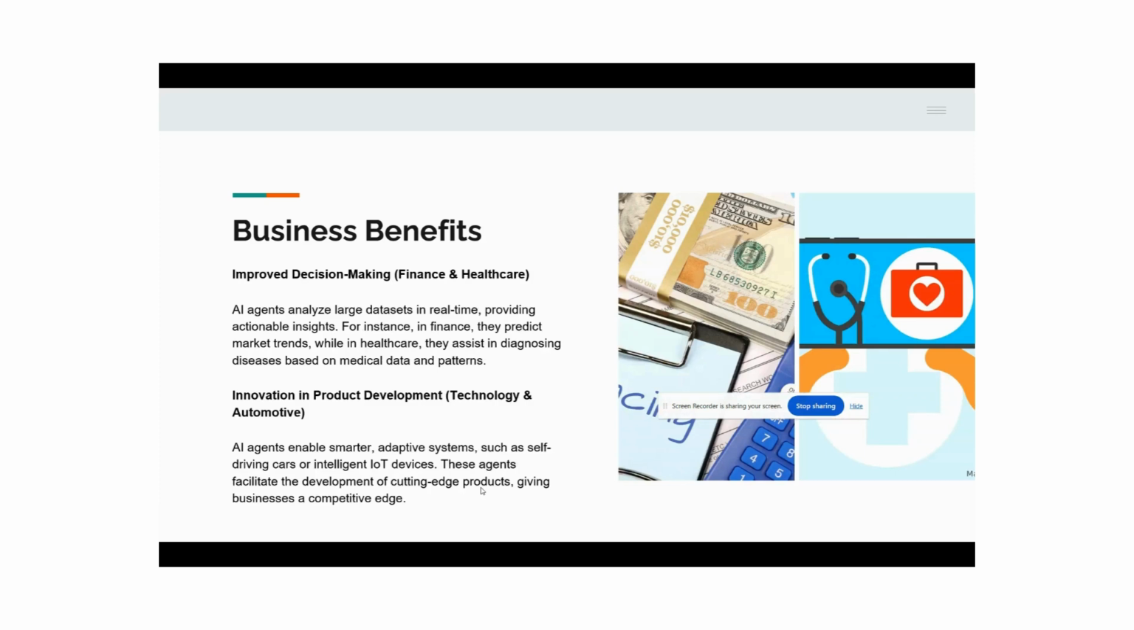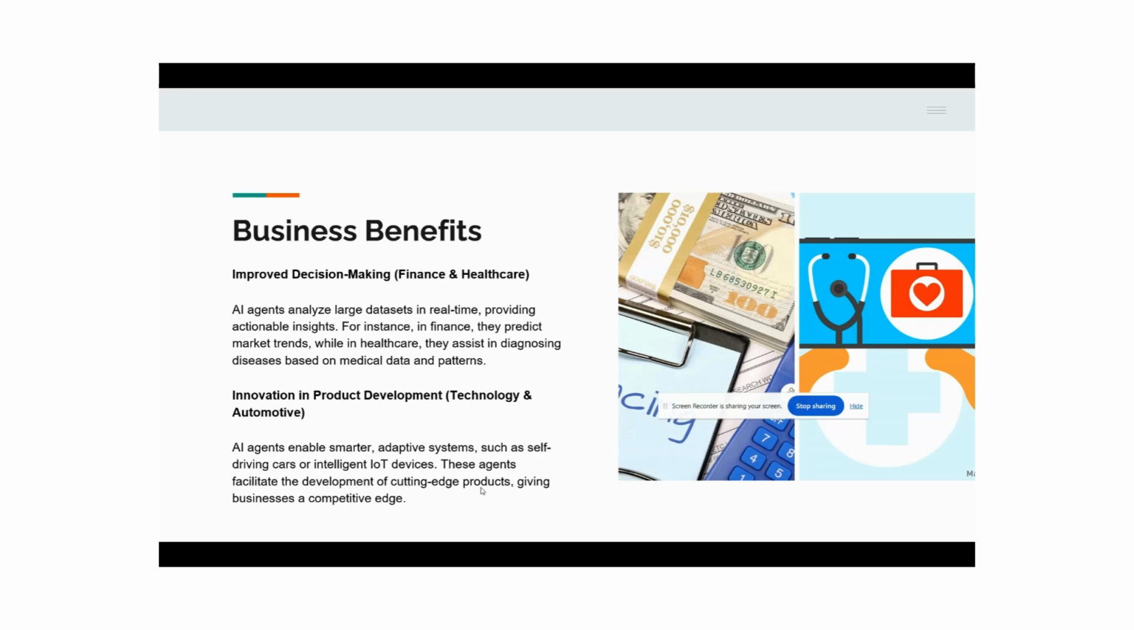Then obviously decision making is pretty important in the financial and healthcare sector, where you have quite large data sets coming in real time, flowing in at every instant, and you need to make actionable insights for better decision making as well. So these are the two sectors where we need to be cautious whenever we are proposing AI agents. We need to understand the challenges, and based on that propose the AI agents and their benefit to the business.